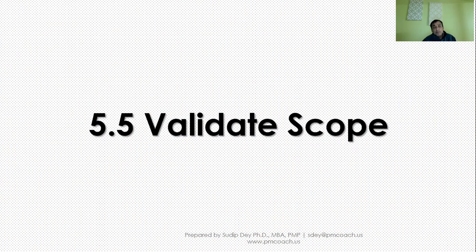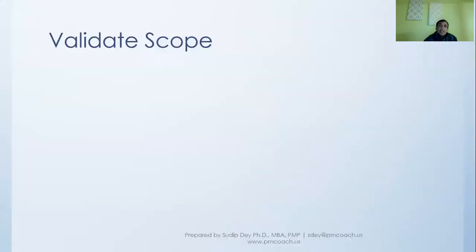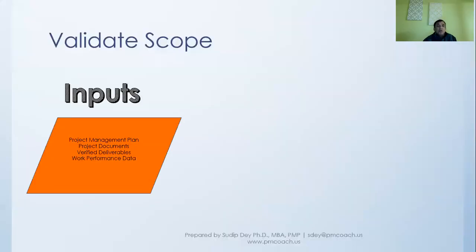Then our next process is validate scope. Now validate scope, if you look at it as a process, we'll see the inputs that we have are again the project management plan, which really is the scope management plan component of the project management plan, then some documents and verified deliverables.